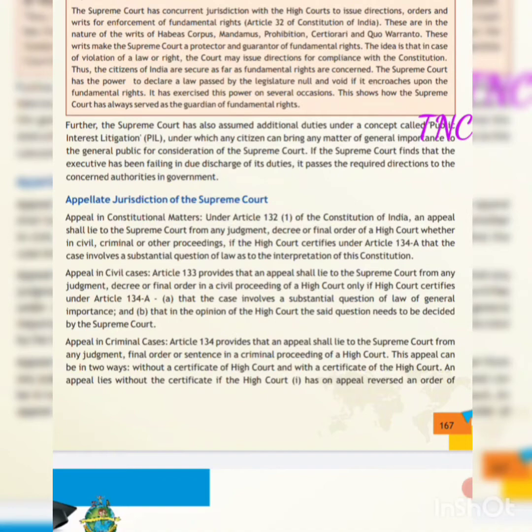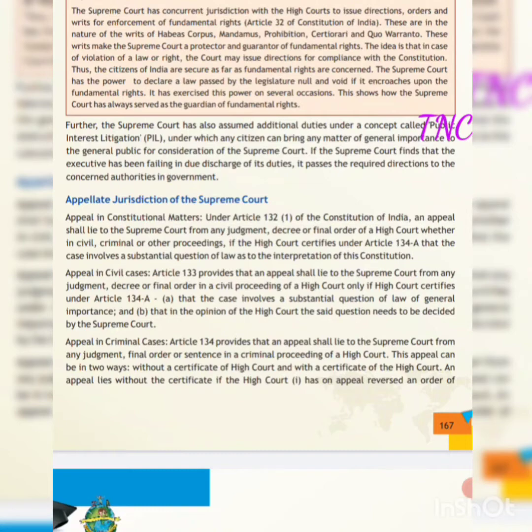Then criminal cases, again Article 134 provides that an appeal shall lie to the Supreme Court for any judgment in a criminal proceeding of a High Court. This can be made in two ways, without a certificate of the High Court and with a certificate of the High Court.